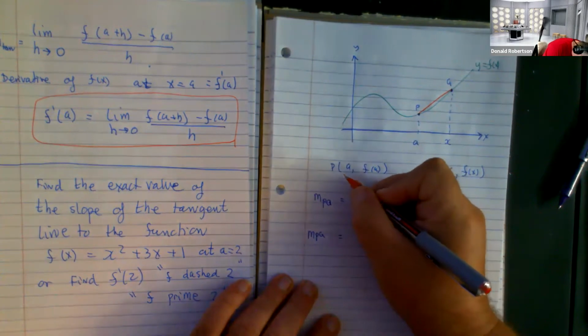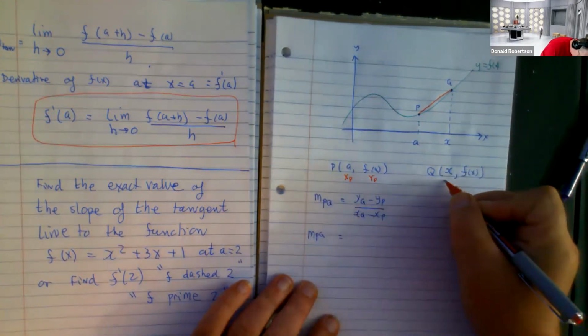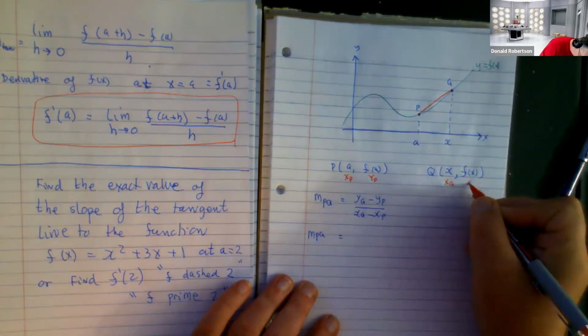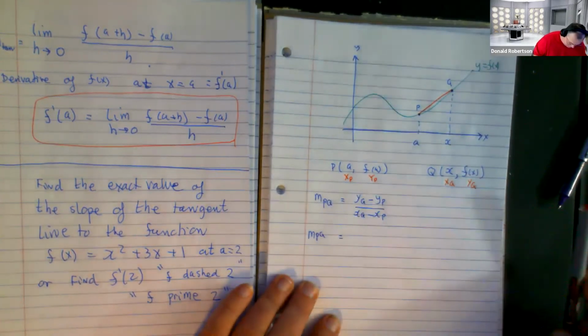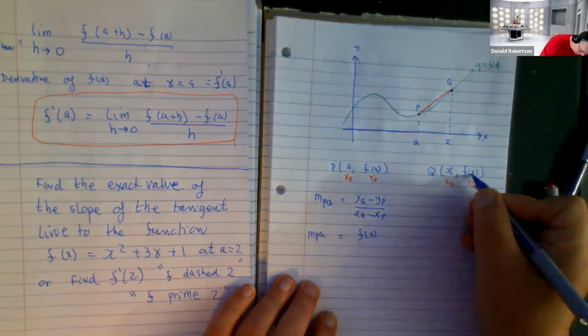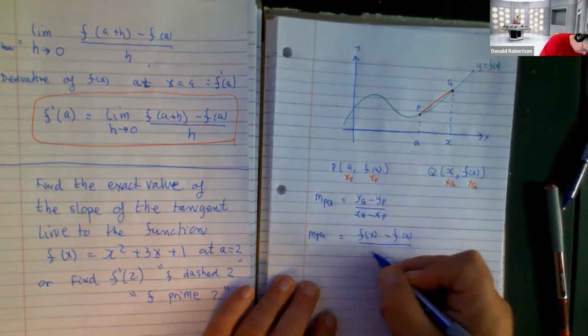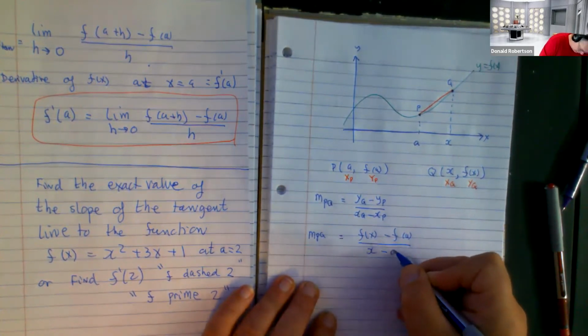Well, this is going to be XP. This guy here is YP. It's going to be XQ. This is going to be YQ. So we have f of X, take away f of A, all over X minus A.